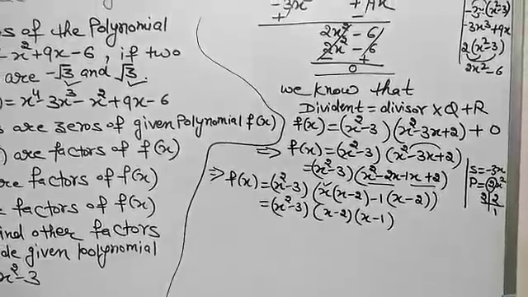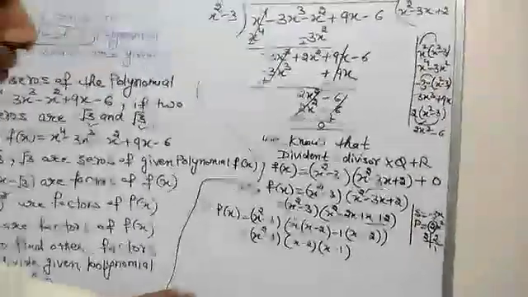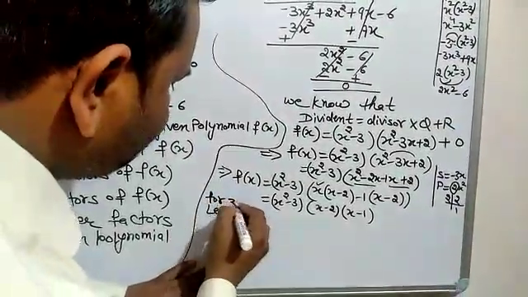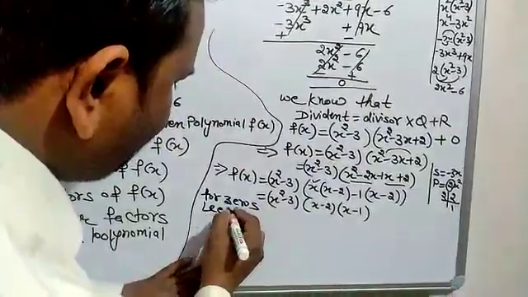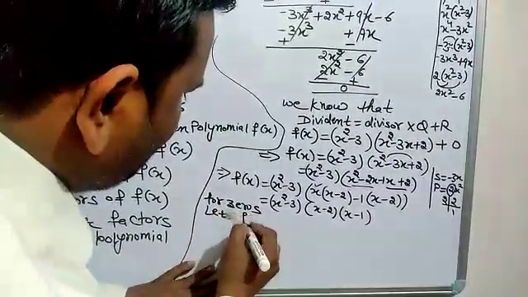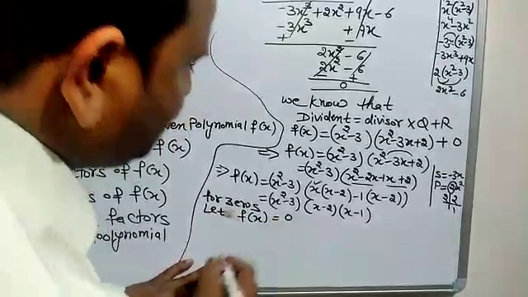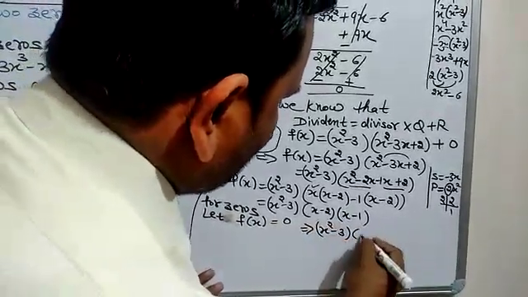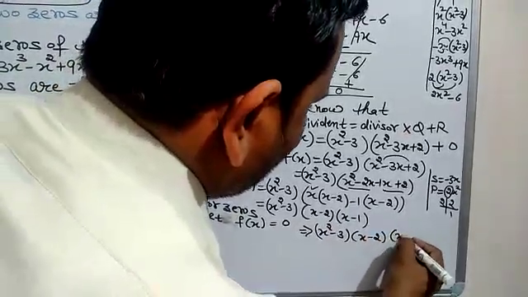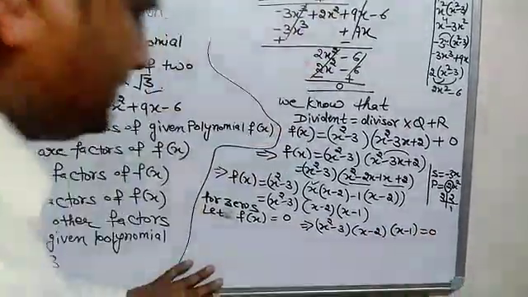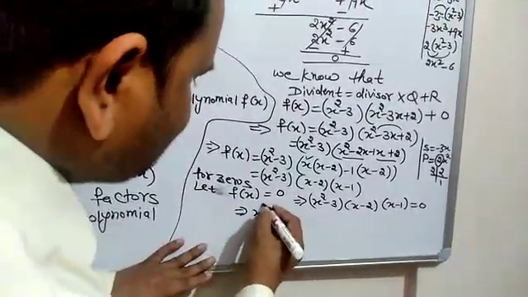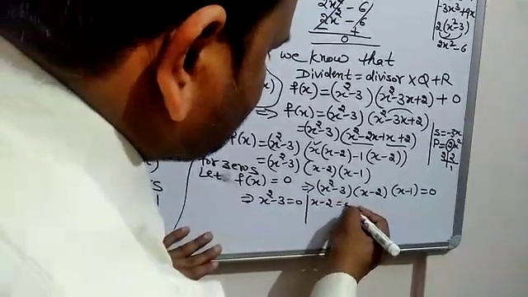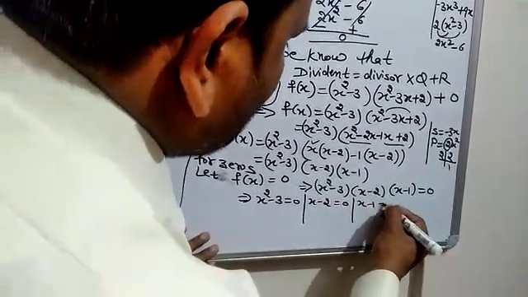But we are interested to find out what? We are interested to find out our zeros. In order to find out our zeros, let us write here 4 zeros. Let polynomial, that is f of x, be equal to 0. So it further implies that x square minus 3 into x minus 2 into x minus 1 is equal to what? 0. So it further implies that x square minus 3 is equal to 0. Mark one line, x minus 2 is equal to 0. Mark another line, x minus 1 is also equal to 0.